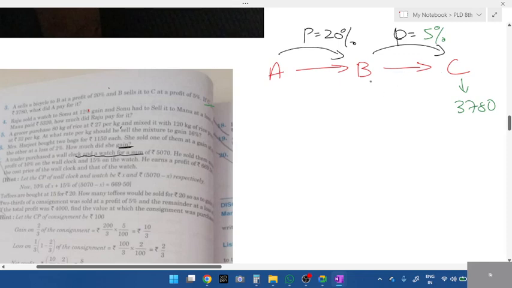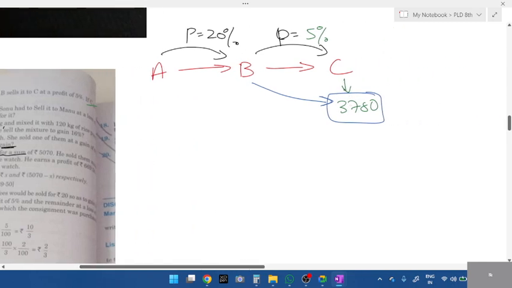So did B collect it from C? B collected it from C, right? How much did B collect from C? 3,780. So for C, what is 3,780, students? Is it cost price or selling price for C? It is cost price. But for B, what is 3,780? Very good. So you have to start from B. Ignore C. Ignore C. We don't need it.